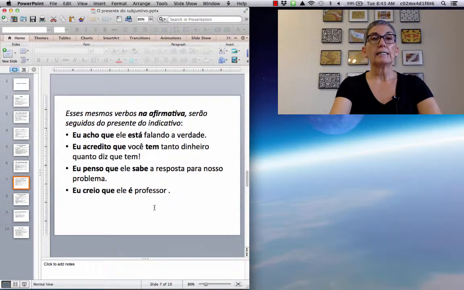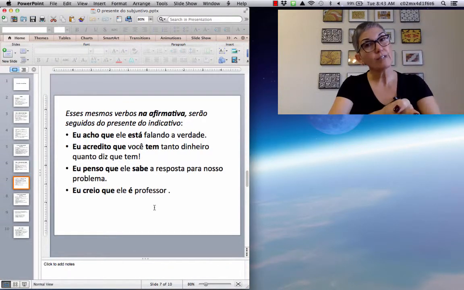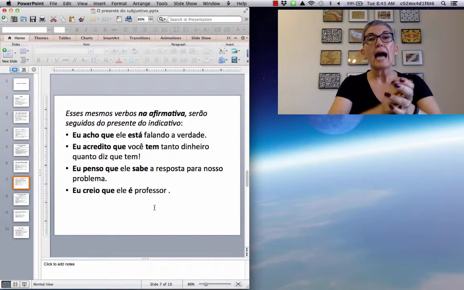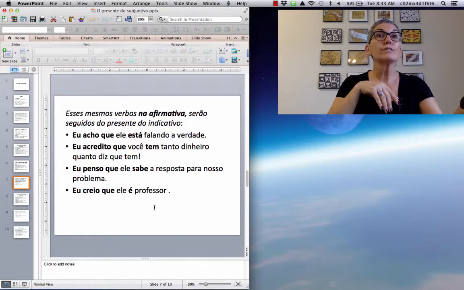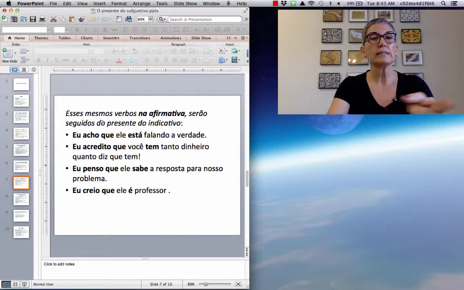Now, these same verbs, if you use the verb in the affirmative form, then you don't need to use the subjunctive, okay? So instead of saying, I don't think he's telling the truth, if you say, I think he's telling the truth, then you use the indicative. So look at the example. Eu acho que ele está falando a verdade, okay? So the verb estar now is in the indicative, okay?